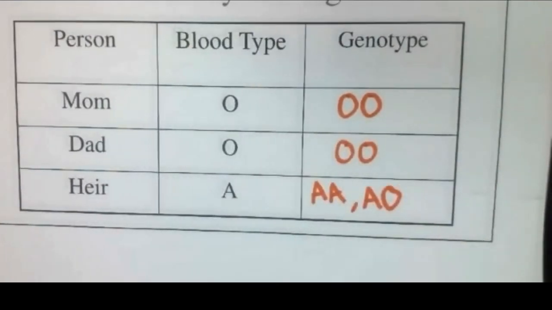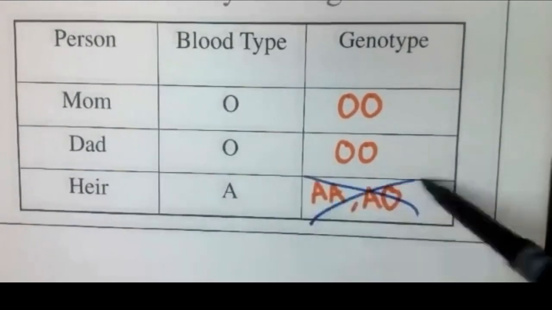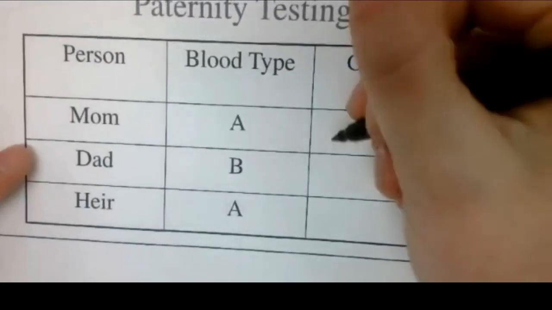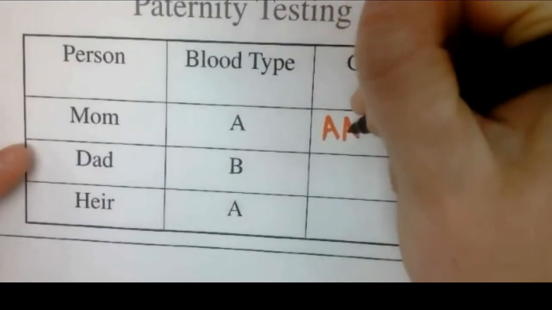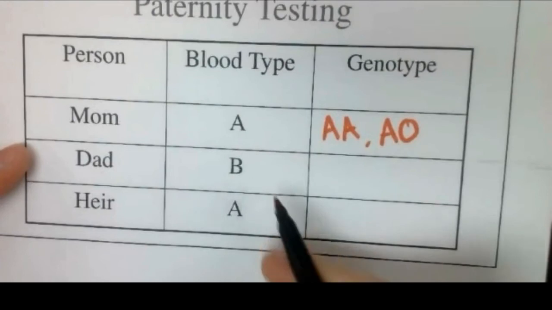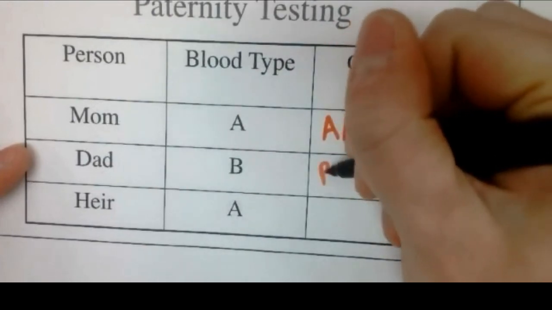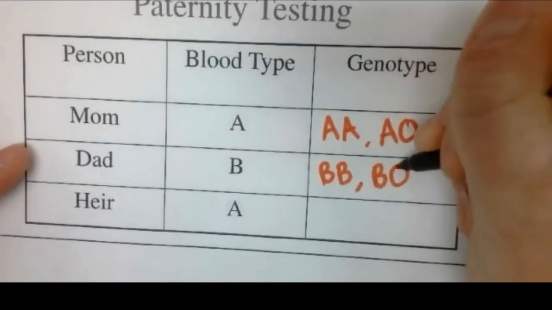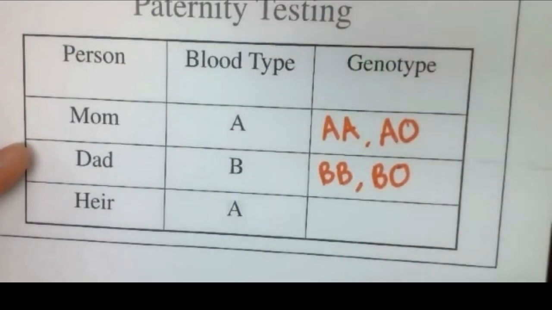Okay, let's get a little bit more complicated. So this one we determined can't happen, right? Not possible. Okay, next up, we're going to make it a little bit more challenging here. So I've got mom who has type A. Remember, we've got a couple potential genotypes, so she could be AA, she could be AO. Dad has type B. We're going to see a similar scenario. He has potentially maybe a BB genotype or potentially BO. And their heir also has type A blood.